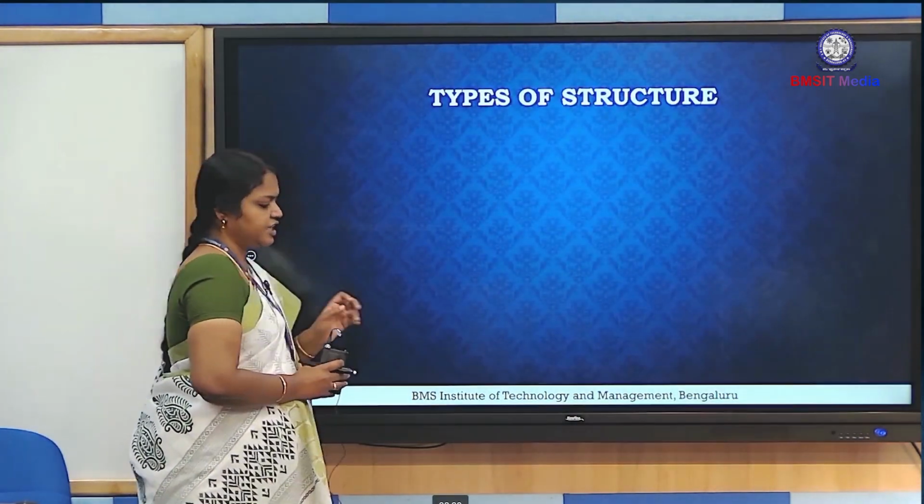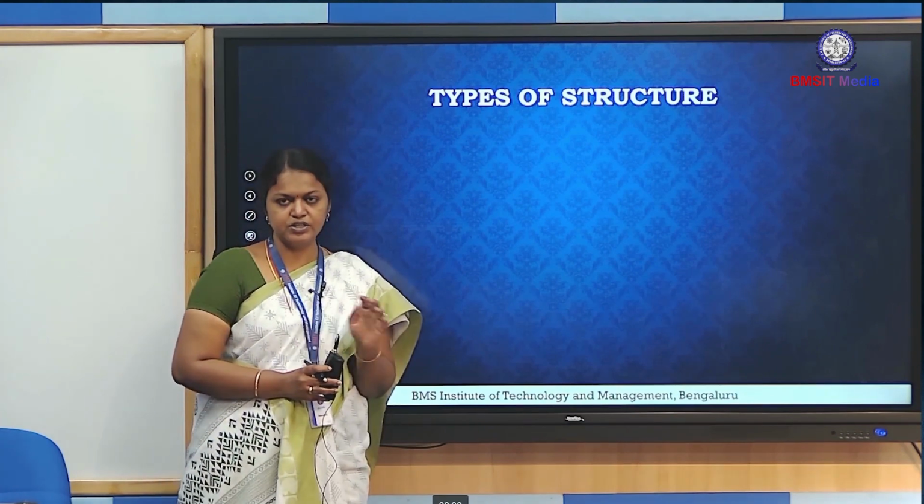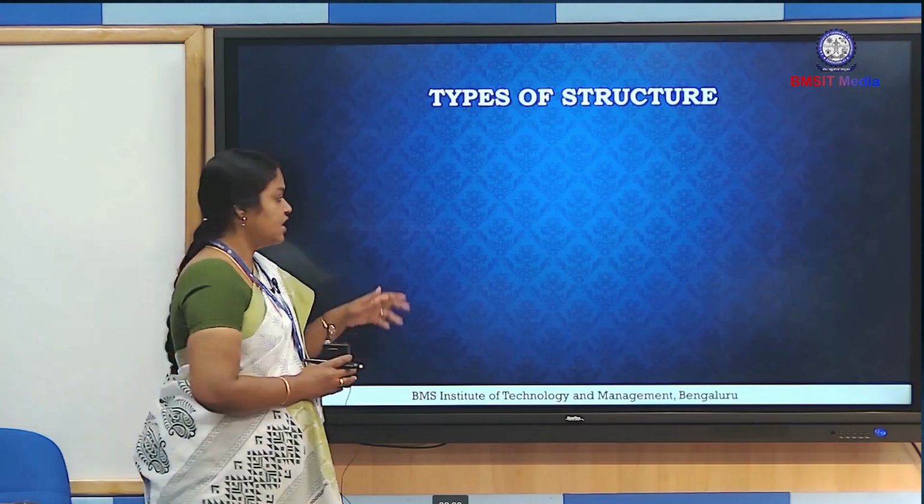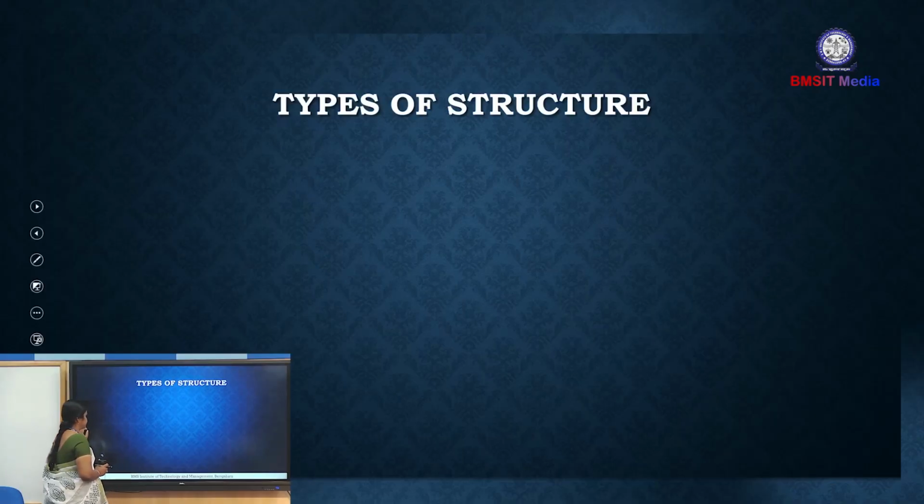So next one is types of structures. Basically two types of structures are there. The first one is statically determinate structure, another one is statically indeterminate structure. Statically indeterminate structure is very stable compared to the statically determinate structure, because statically indeterminate structures have more number of support reactions.